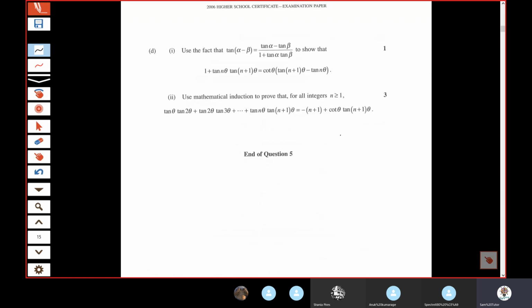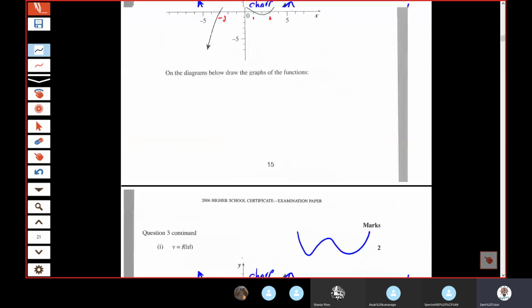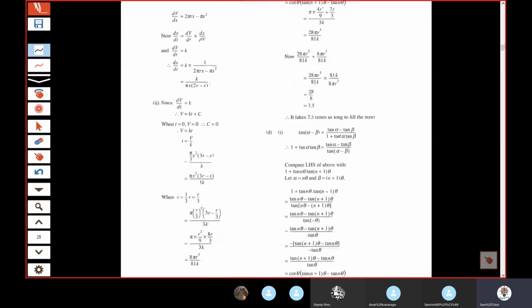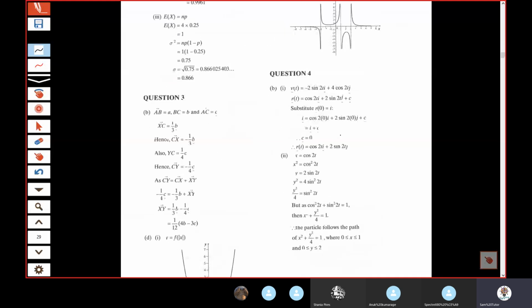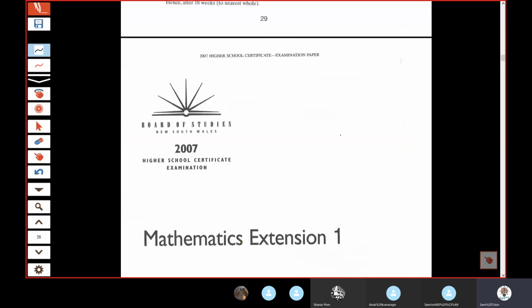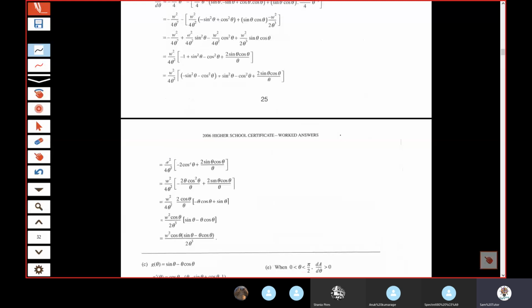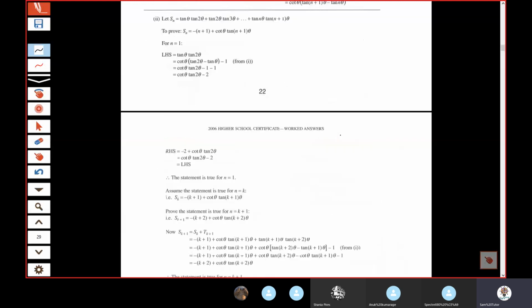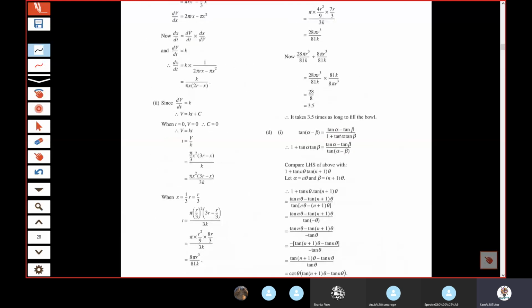Where am I going wrong with this? Alright, let's have a quick look. I'll waste more time. I really want to finish this off. Question 5. Did I go wrong?